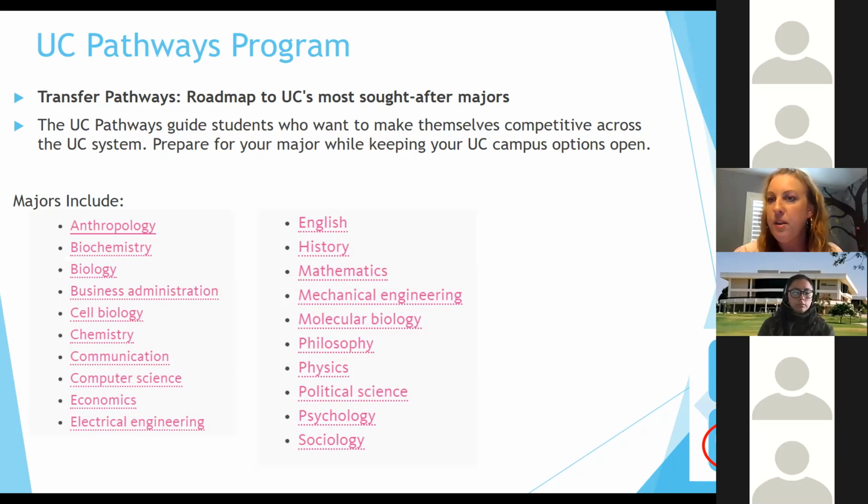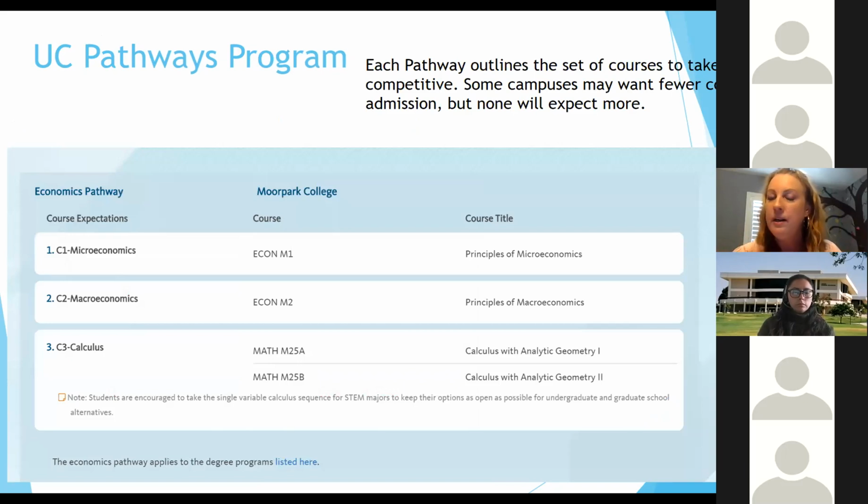It was a partnership where the UCs basically got together and came up with a common core. So if you take these lists of classes at Moorpark, for example, this is econ. If you want to be an econ major, if you take econ 1, econ 2, and 2 semesters of calculus at Moorpark, you are going to be competitive to apply to all of the UCs, because this is the agreed set of courses all the UC campuses want you to have. And so it makes it really simple.